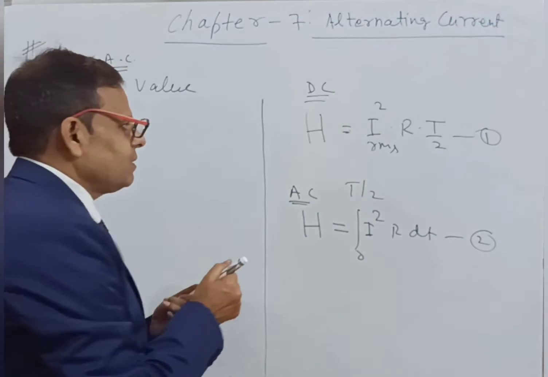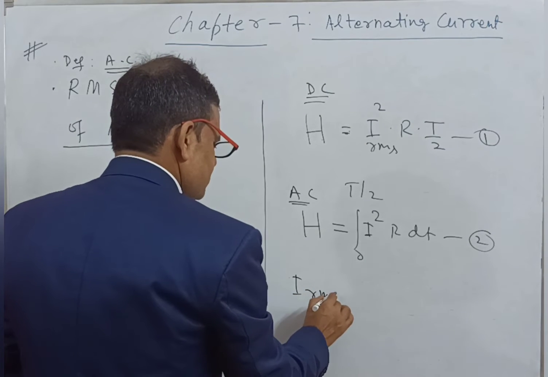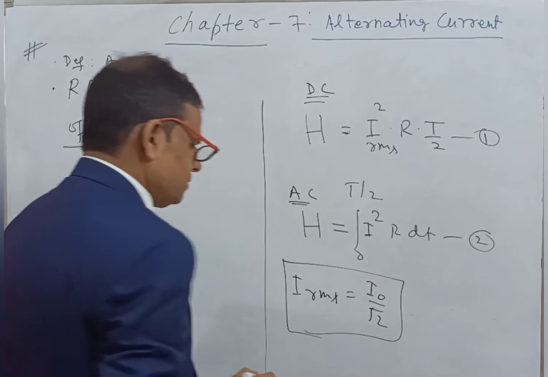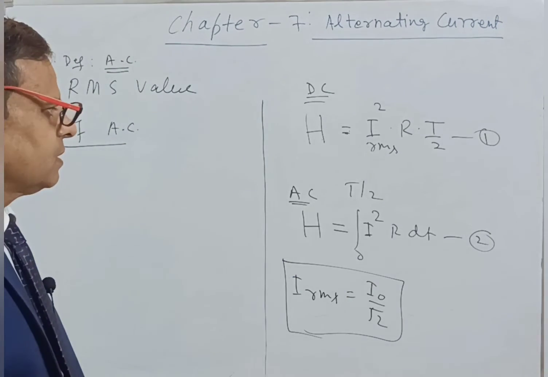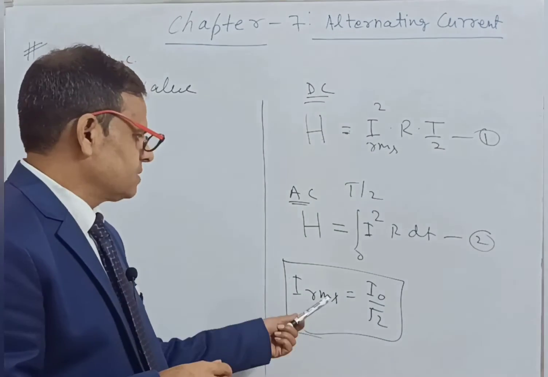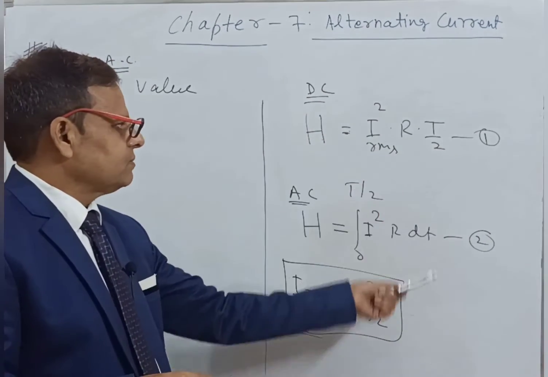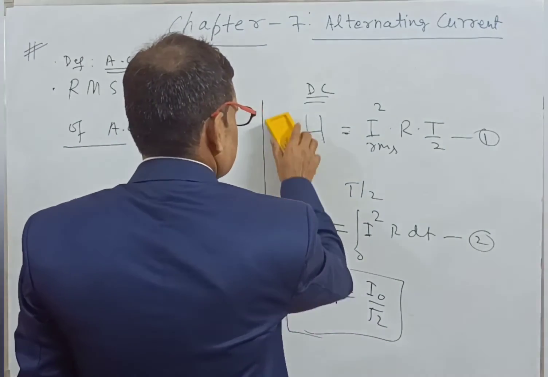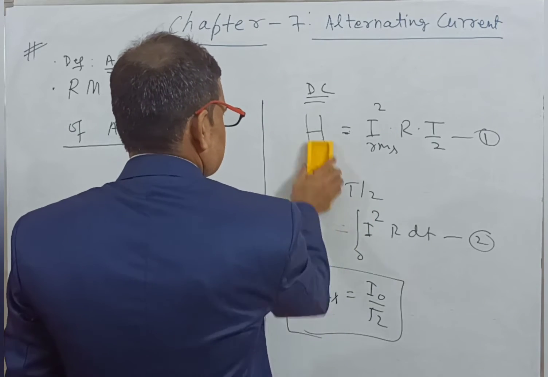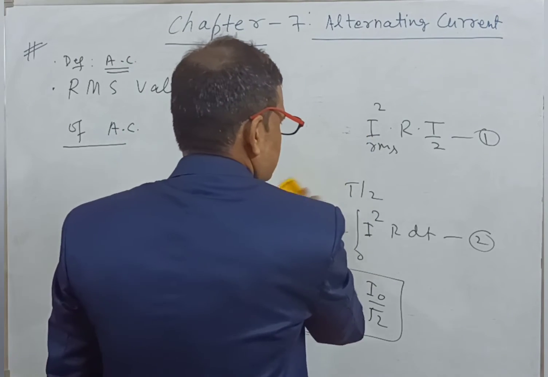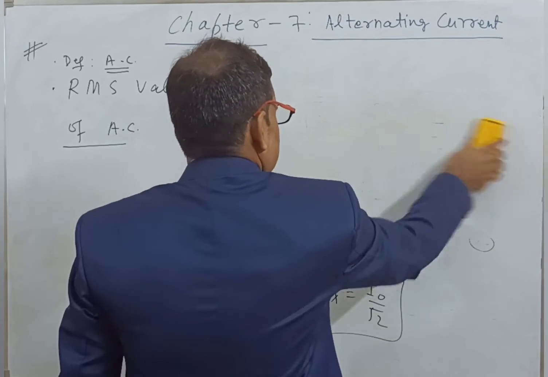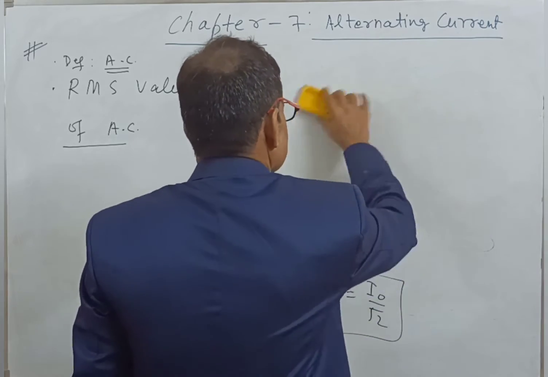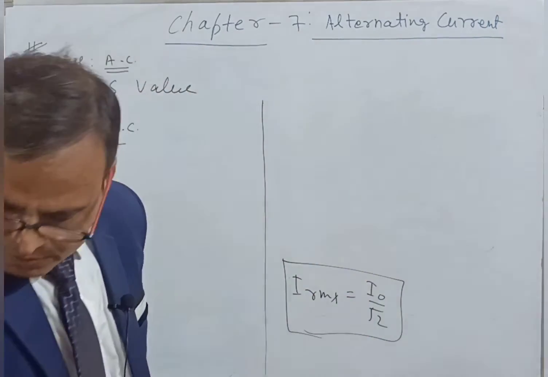We want the value of I RMS. The value of I RMS will be I naught by root 2, where I naught is the peak value, that is the maximum value. How will we get this value? Equate both the equations. Let us try to do so. If both LHS are equal, then RHS must be equal here. That means the value of I RMS can be calculated as follows.